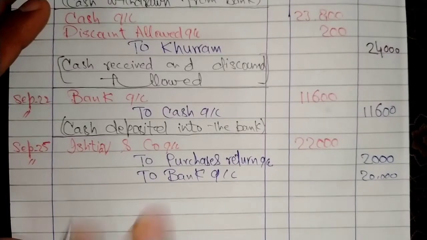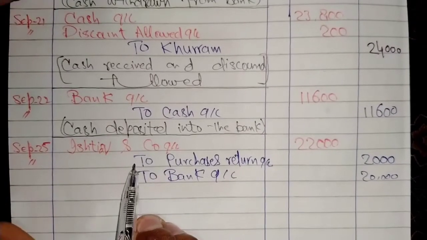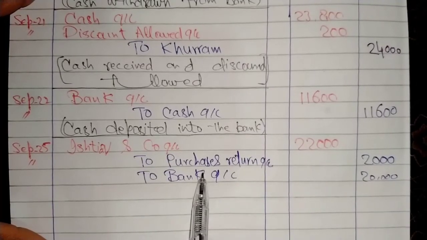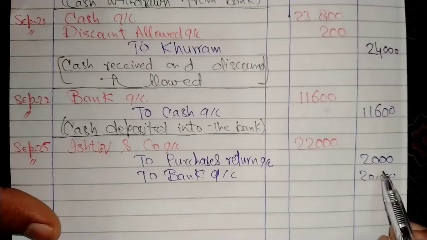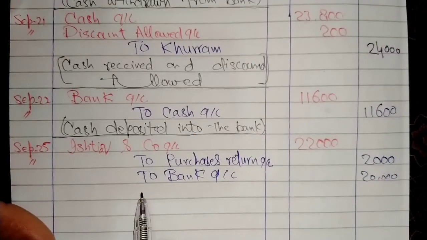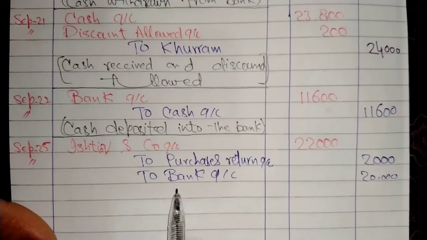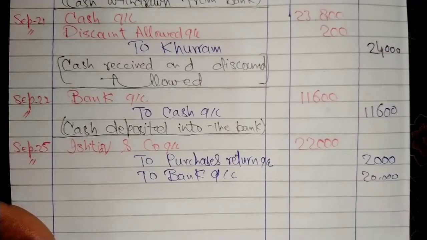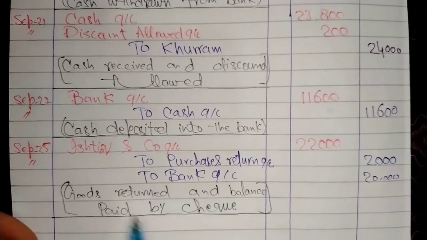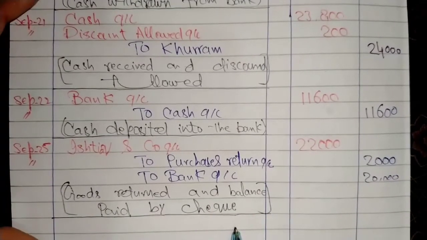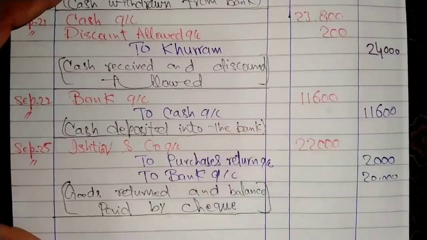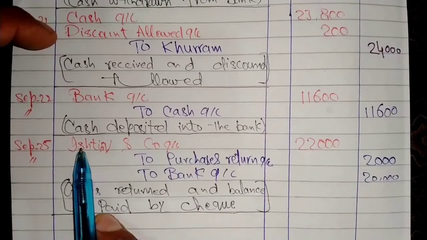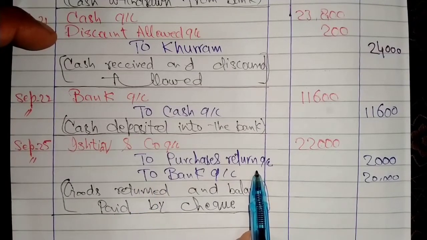Understand again. Ishtiaq and Company purchases amount was $22,000. Now the returns outward is $2,000. The remaining amount which will be paid to Ishtiaq and Company, the payables to Ishtiaq and Company, is $20,000. With description: goods returned and balance paid by check by the business to Mr. Ishtiaq. Okay. The second method to solve this entry would be Ishtiaq and Company to purchases return account.